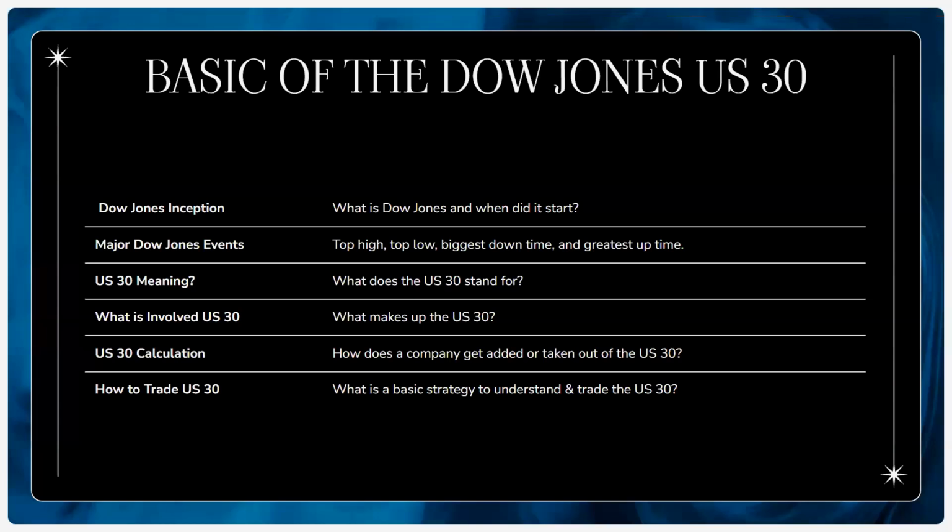So we're going to talk about Dow Jones inception. So what is Dow Jones and when did it start? Then next we're going to go into major Dow Jones events, the top highs, top lows, the biggest downtime, and the greatest uptime. And then we're going to talk about the US 30 meaning. What does it really mean? What does US 30 stand for? What is involved in the US 30? What makes up the US 30?